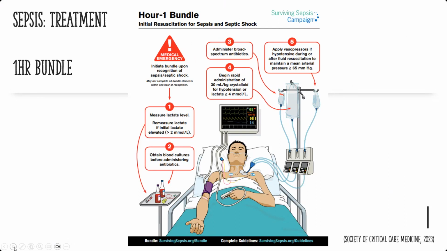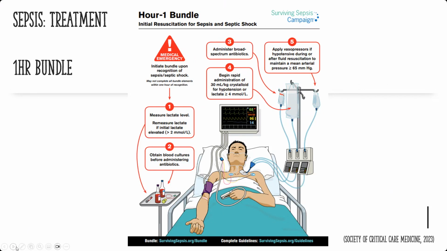And then if they're not responding and they're still hypotensive after your crystalloid, then you're going to consider adding a vasopressor. We're going to get into this in just a little bit, but I like the graphic. I'm a visual person. All right, so that's the recommendation within that first hour. Get it going.